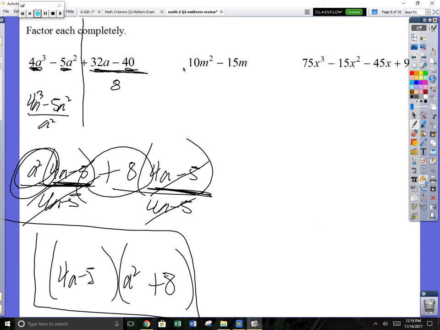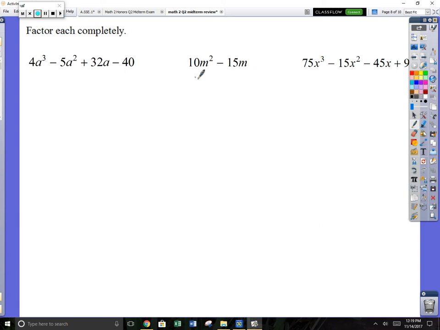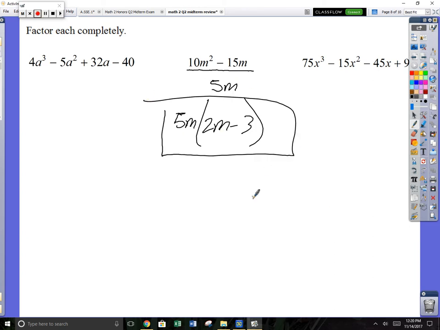Okay, the middle one, if you got 10m squared minus 15m, shrink it down. They both have m's and you can divide them both by 5. So if you take a 5m out of each, it's going to be 5m times 2m minus 3, and in this case, that's as far as you can go. You can go no further. So your greatest common factor is 5m, divide it by the greatest common factor, and you're done.